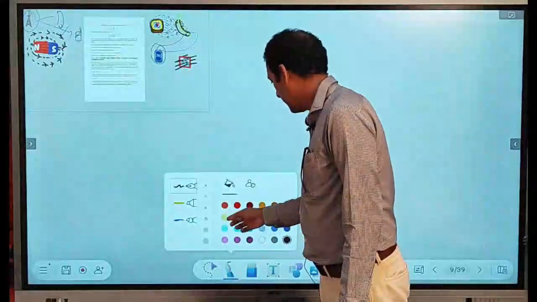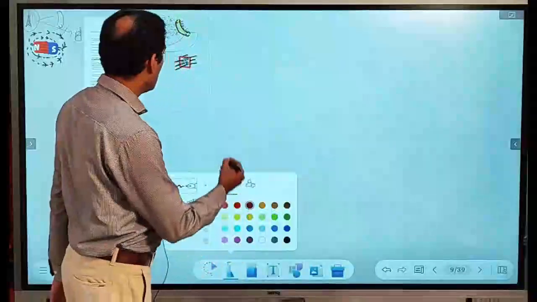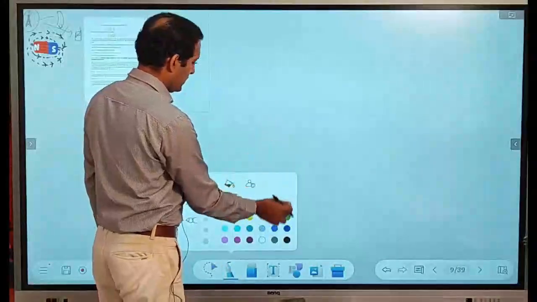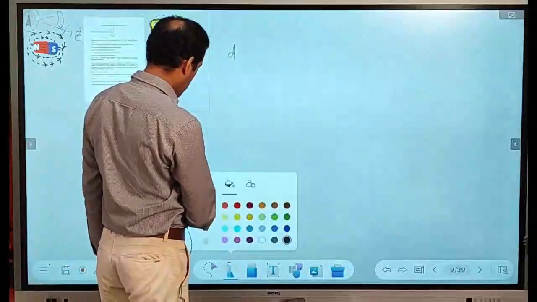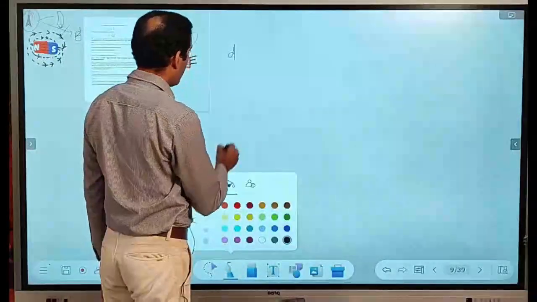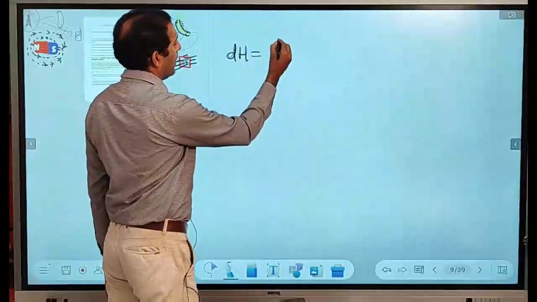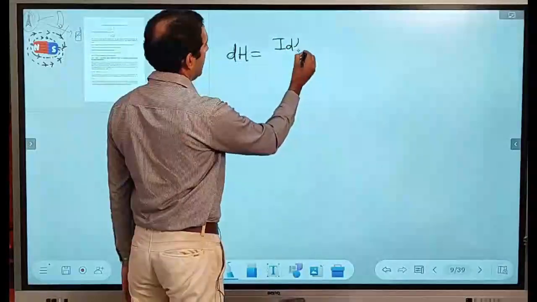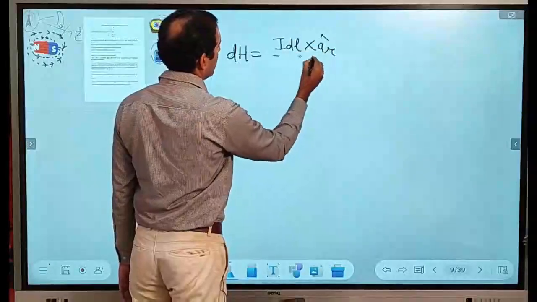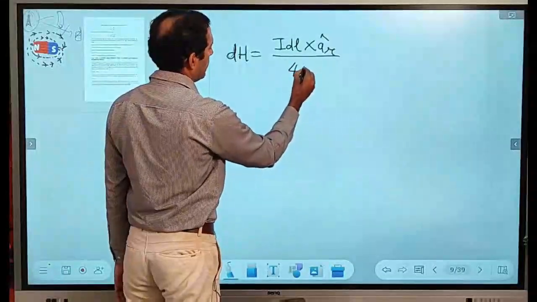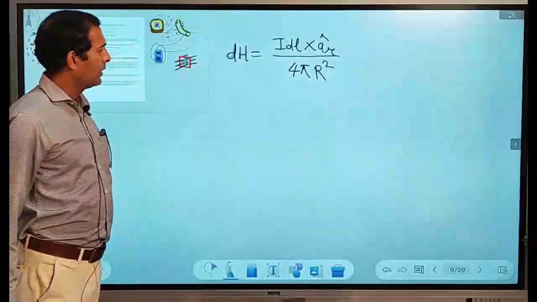Last time we derived the Biot-Savart law. In the Biot-Savart law, we reached one expression: dH equal to I dL cross aR cap divided by 4 pi r square.